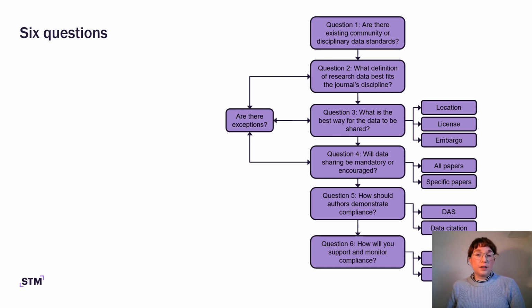You can then decide how you expect the journal's authors to demonstrate that they've complied with the policy and shared their data. Finally, you will need to consider the journal's resourcing and how you expect to support authors and to monitor compliance with the data sharing policy. We'll now look at each of these questions in more detail.